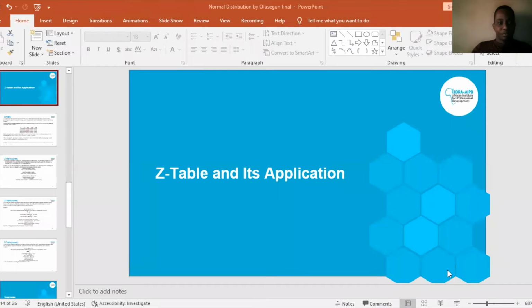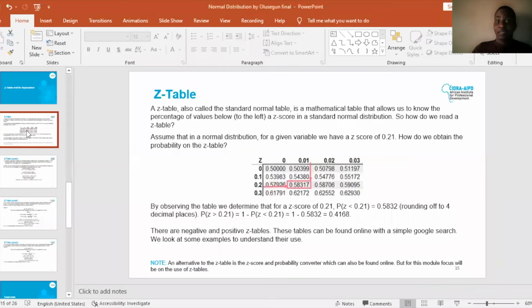So now we discuss the Z-table and its application. We will get the thorough application of the Z-table, but let's understand what the Z-table is all about.